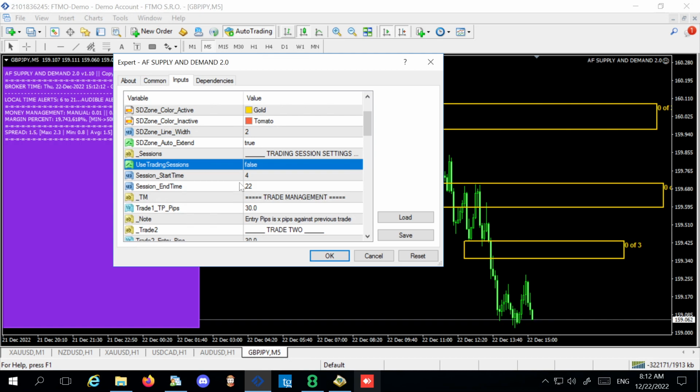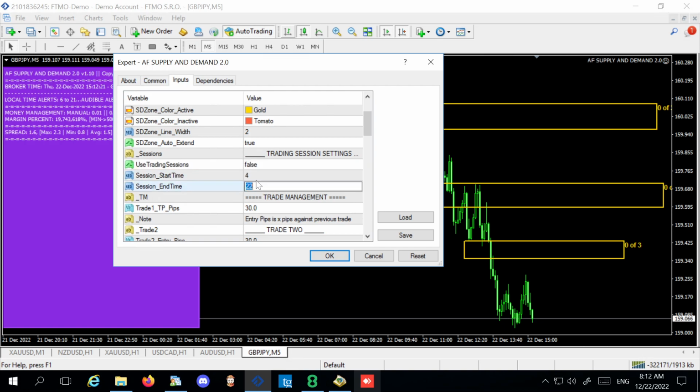So you can say 4 a.m. in the morning, and you can say you want the EA to stop trading at around 2200 at night. Again, you can change these settings just by double clicking them and then changing the hours as you wish. Okay.